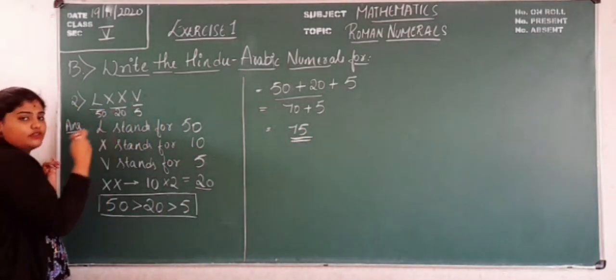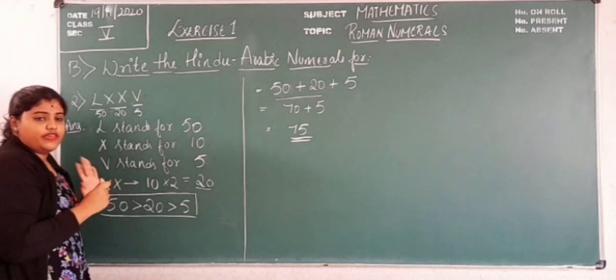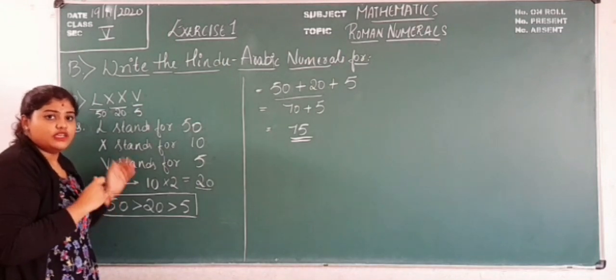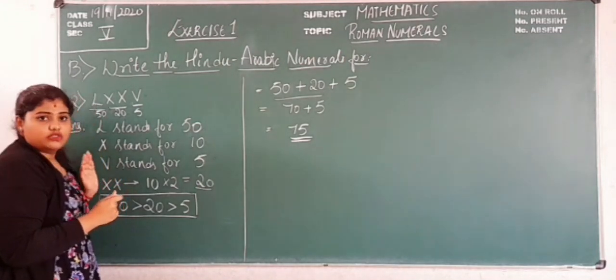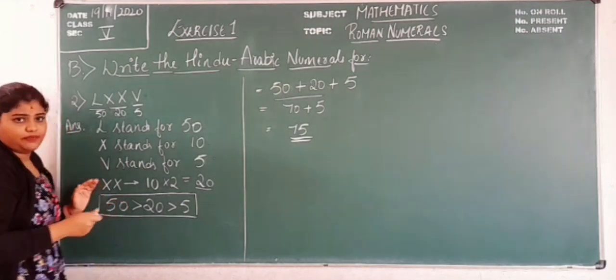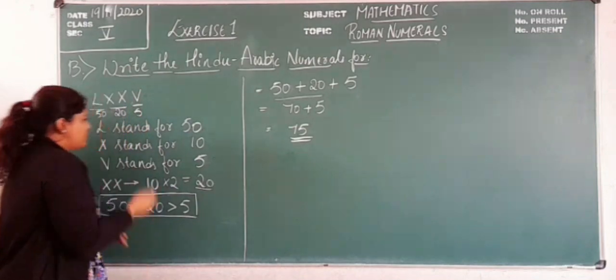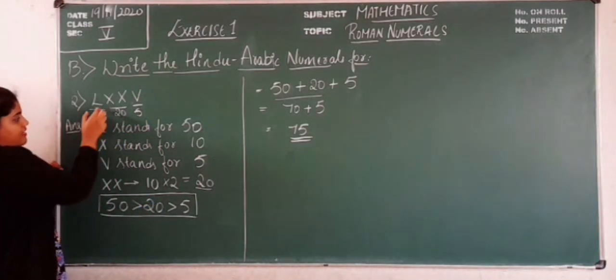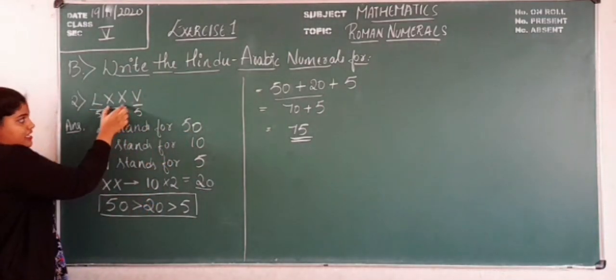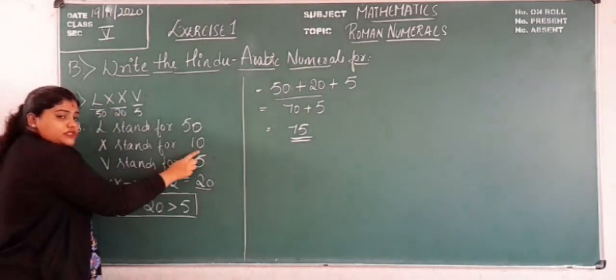So first you have to practice the symbols. We have 7 symbols in the Roman numerals. So practice those symbols and also practice the rules. Then only you will be able to solve these problems. So first we have taken L. L stands for 50. Next we have X. So X stands for 10.